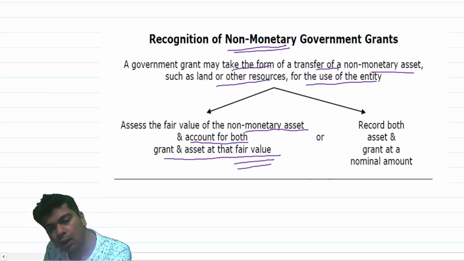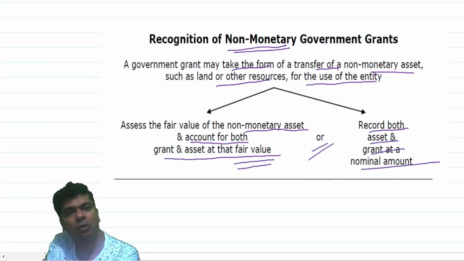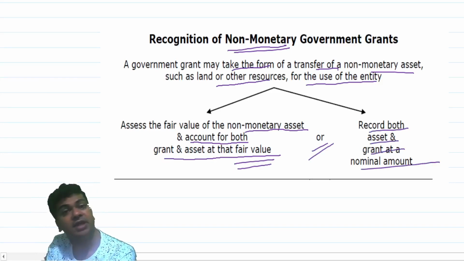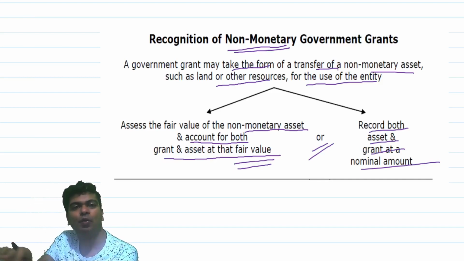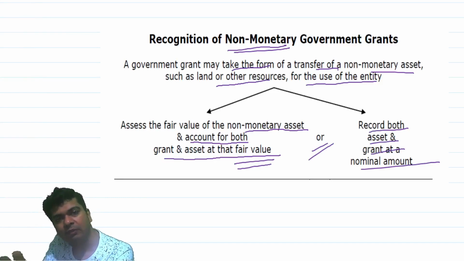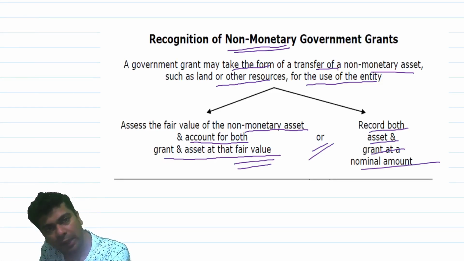Alternatively, what can you do? Record both asset and grant at a nominal amount. Nominal amount 1 rupee, or let's say in India 101 rupees. Right? In so many social functions, isn't it? We say 101 rupees you will be giving. So you can record the land also accordingly, at 1 rupee or 101 rupees.